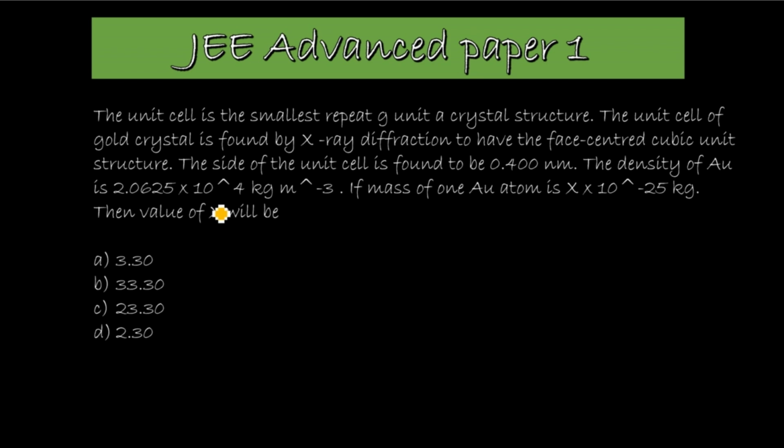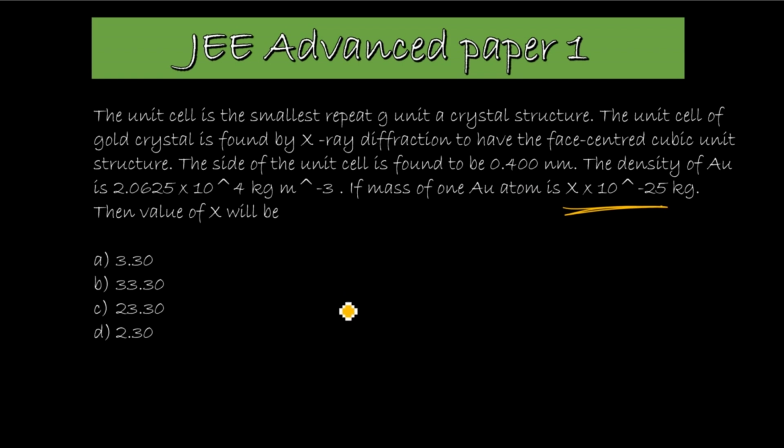Moving on to the next one. The unit cell is the smallest repeating unit of a crystal structure. The unit cell of the gold crystal is found by X-ray diffraction to have a face centered cubic unit structure. The side of the unit cell is found to be 0.400 nanometer. The density of gold is 2.0625 into 10 to the power 4 kilogram per meter cube. If the mass of one gold atom is X into 10 to the power minus 25 kilogram, then the value of X will be. So that is our question.